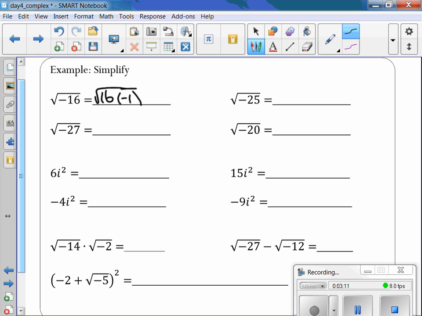Square root of 16 times a negative 1. Square root of 16 is 4. Oh, absolutely. As Ali said, we wind up with 4i. Square root of 16 is 4. Square root of a negative 1 is just i. Michael, what about square root of negative 25? Square root of 25 is 5, and the negative 1 left behind, we know by definition, is just i.